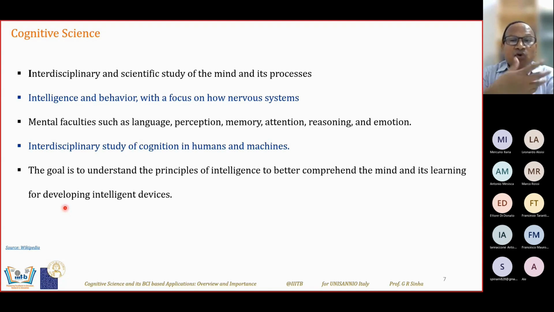How can we make it more intelligent? How can we make intelligent devices that could assist in healthcare, in robotics, in self-driving cars, where the understanding of emotion and behavior is also embedded in the device? How can we make it possible? And therefore, it talks about comprehending the mind and its learning for developing intelligent devices.